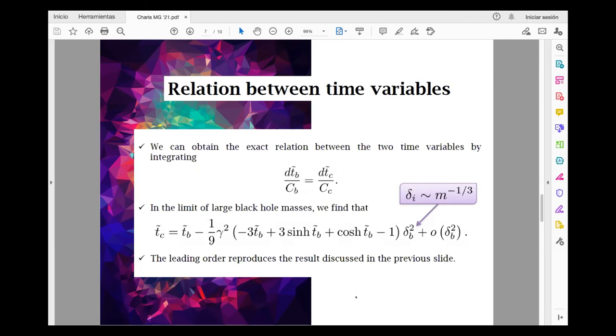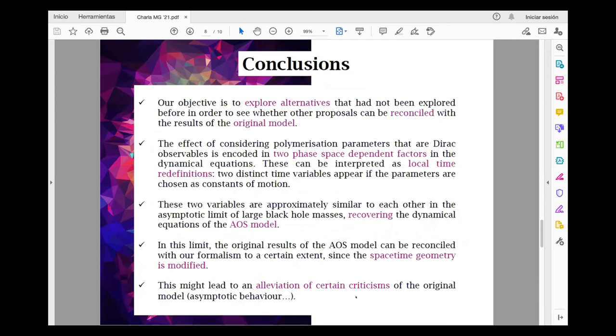So yeah. Now, to conclude, I just wanted to sum up the main ideas that I would like to convey. First and foremost, our objective in this work is to explore alternatives that have not been explored before and that are open to us, in order to see whether other proposals can be reconciled with the results of the original model as it was proposed. The effect of considering polymerization parameters that are Dirac observables, and taking this non-trivial functional dependence on phase space into consideration when computing the equations of motion, results in the appearance of two phase space dependent factors, which can be interpreted as local time redefinitions.